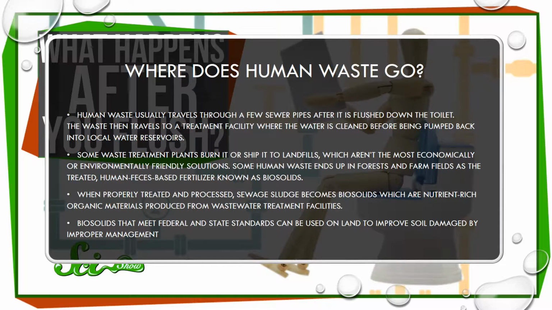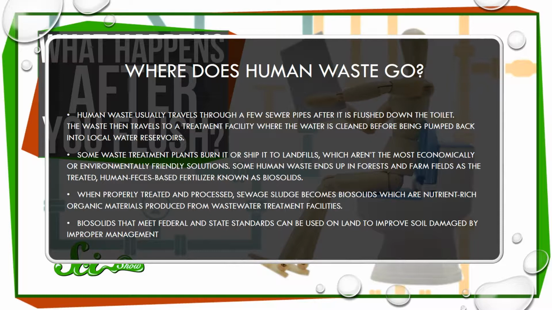Where does human waste go? After we flush our toilets, the waste usually travels through sewer pipes, which we learned extensively in our lesson on water pollution in class. The waste then travels to treatment facilities where the water is cleaned before being pumped right back into our local water reservoirs. Some waste treatment plants burn it or even ship it to landfills, which aren't the most economically or environmentally friendly solutions.